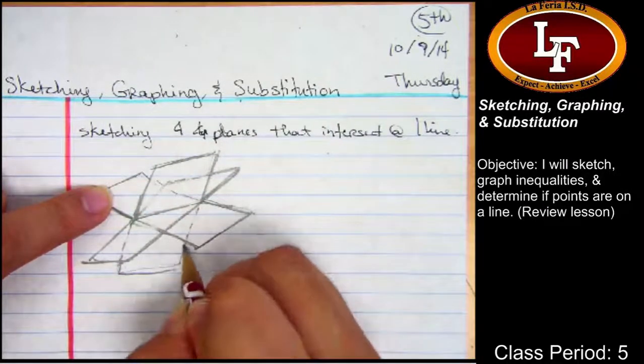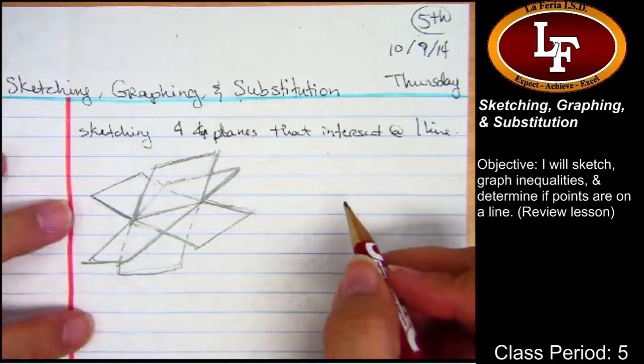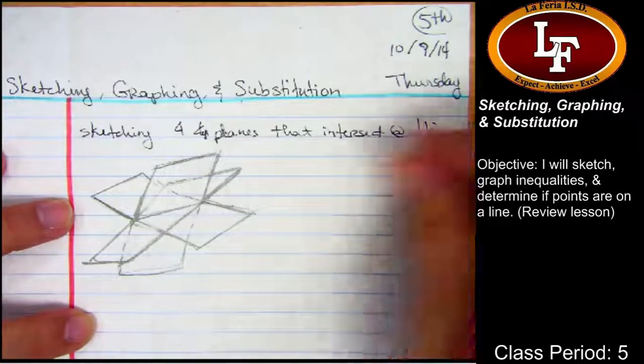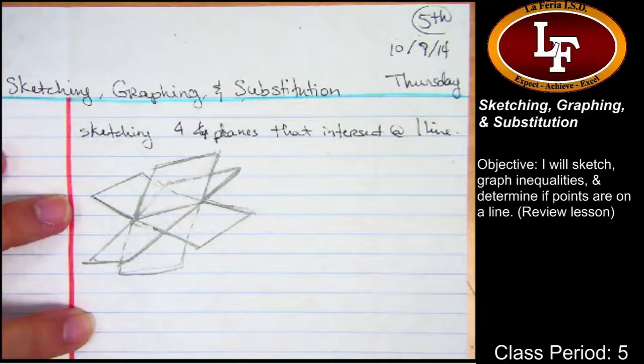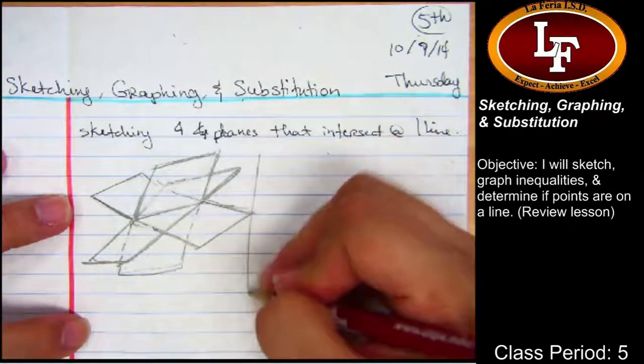Dotted lines. Something like that. Oh, and this has to be a dotted line. And now we need a fourth plane in there somewhere. So you're going to do it again and try to get a fourth plane sticking in there somewhere. Yeah, it's trippy. All right, let's try it again.